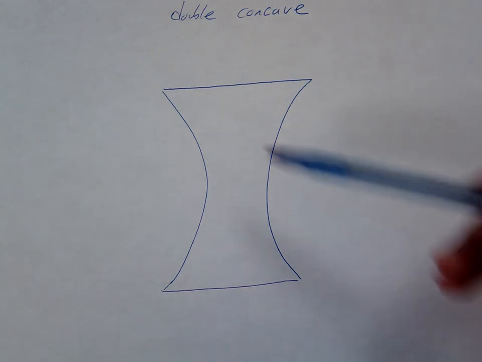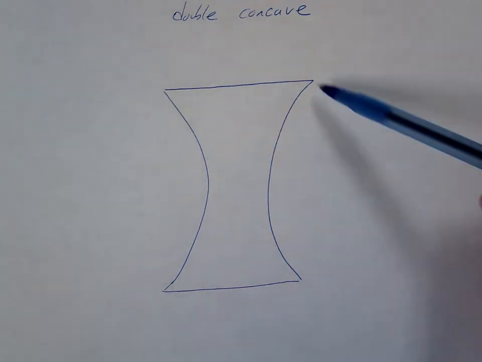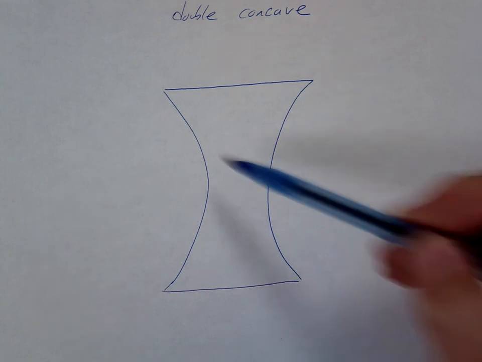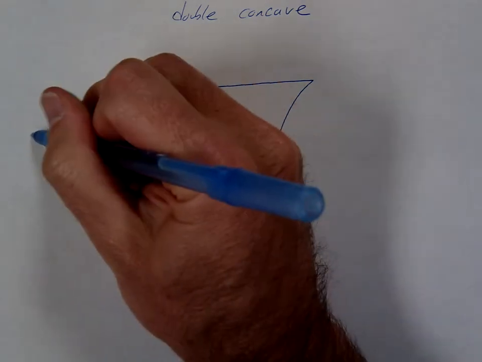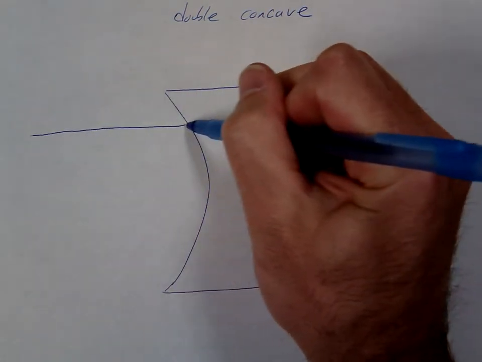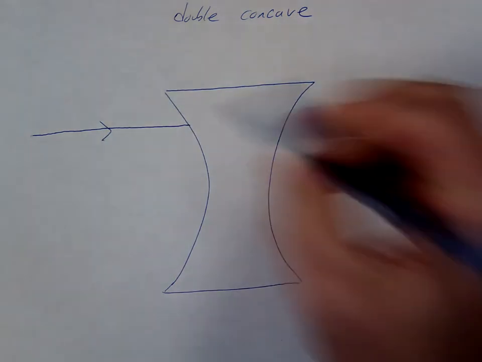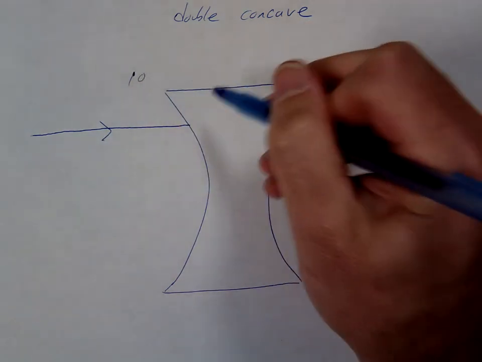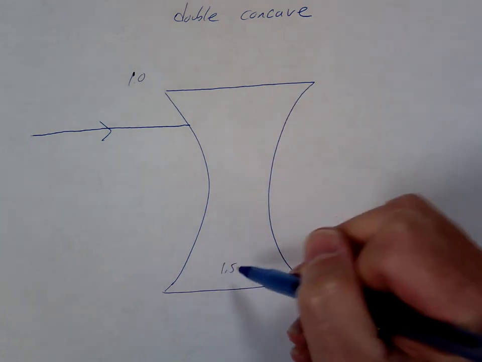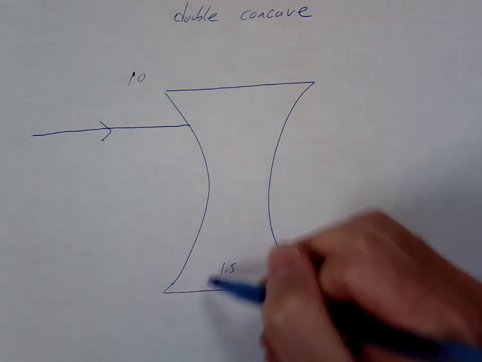So here's our double concave lens. Again, that means it's just concave on both sides. So let's say we send in a parallel beam. It's going to be kind of the guiding theory of this lens. So remember, it's air out here and glass in here and air out here.